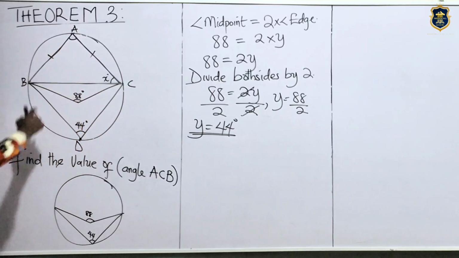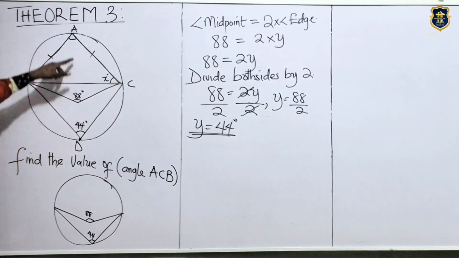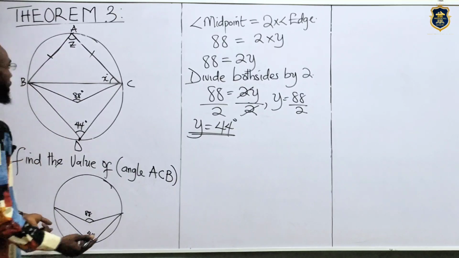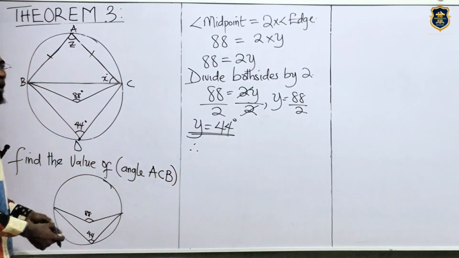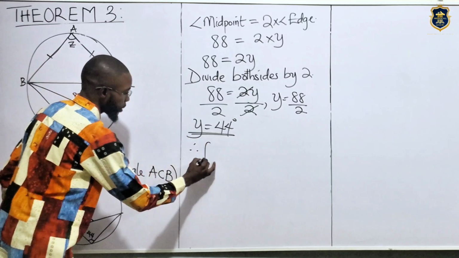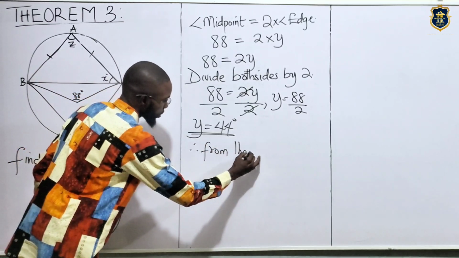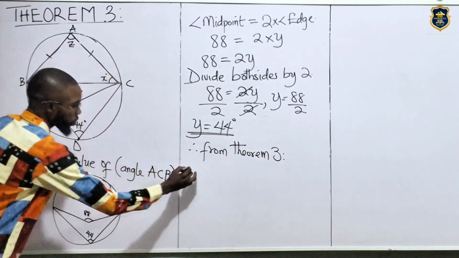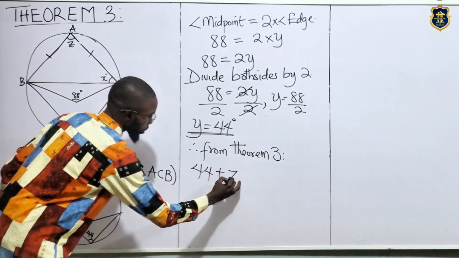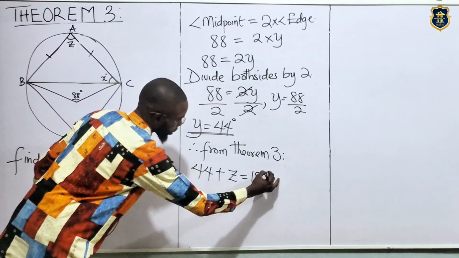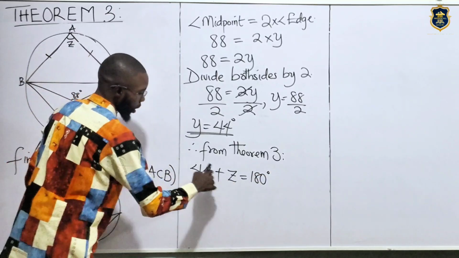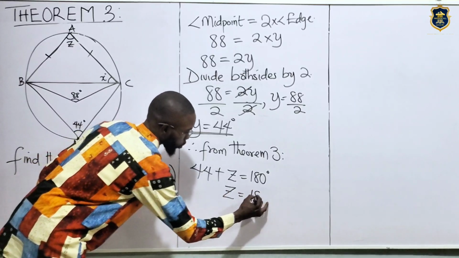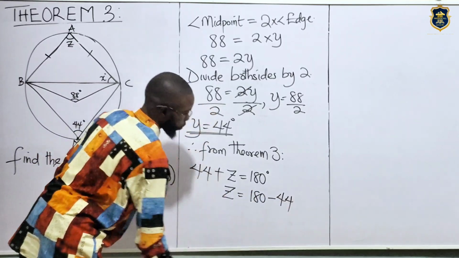So we need to get this part of the question. 44 plus whatever this is, let's call this z for instance. 44 plus z equals 180, right? So from theorem 3, we know that 44 plus z equals 180 degrees, right? These two cannot add. We have to take 44 the other way around, right? So z will be equal to 180 minus 44.